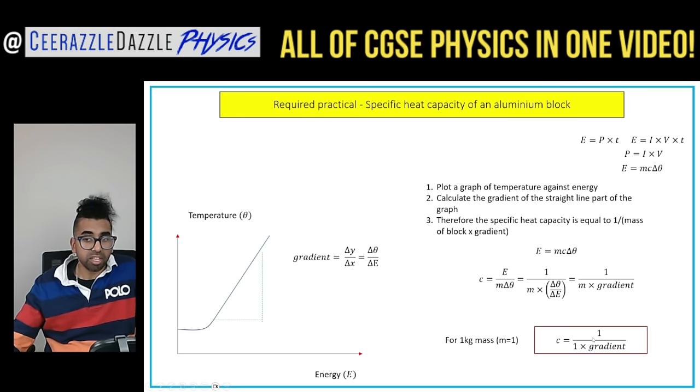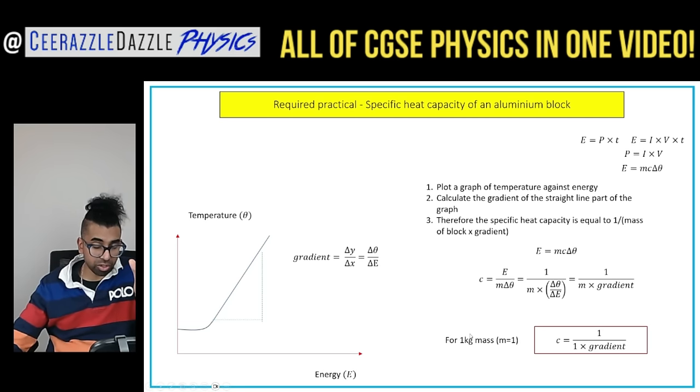So therefore, if you have a 1 kilogram mass of the actual aluminium block, the specific heat capacity is 1 divided by 1 times your gradient, because obviously the mass is 1. So when you do this experiment in class, you work out the gradient of this line, and the specific heat capacity will be 1 divided by 1 times the gradient, which you found out from your practical.